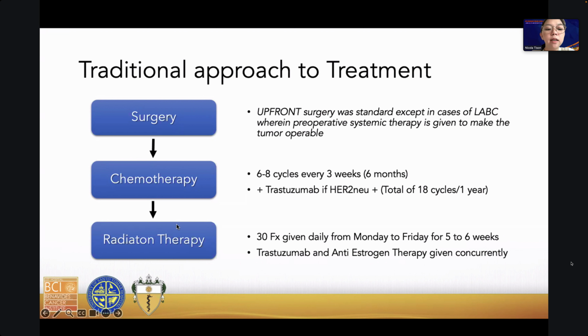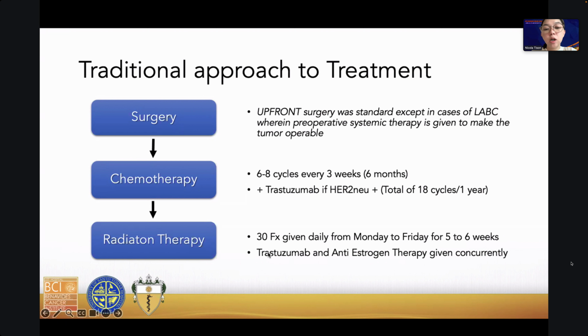Now, if indicated, radiation therapy is usually given after chemotherapy, and conventional fractionation would be 30 fractions given daily from Monday to Friday for about 5 to 6 weeks. So when patients ask, how long is the radiation, doc? Normally, 5 to 6 weeks, you'll tell them every day, Monday to Friday, you have to come to the hospital. However, now there are already hypofractionated regimens where RT may be delivered over 15 or 16 days, or sometimes even only 5 days, ultra hypofractionation.